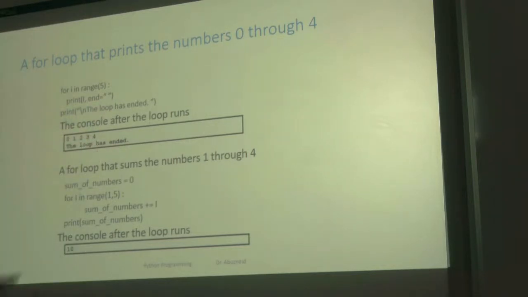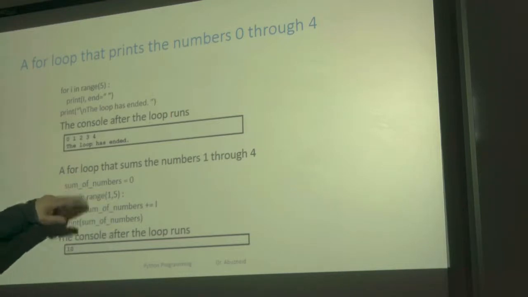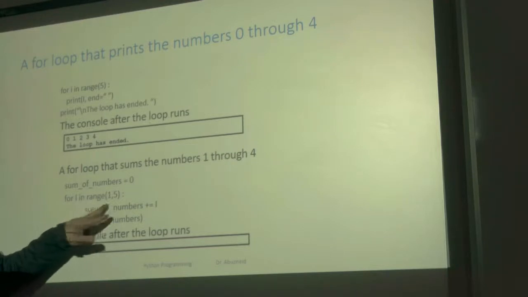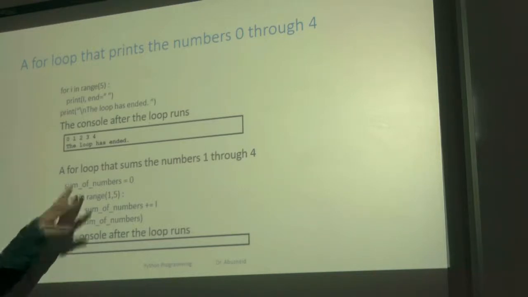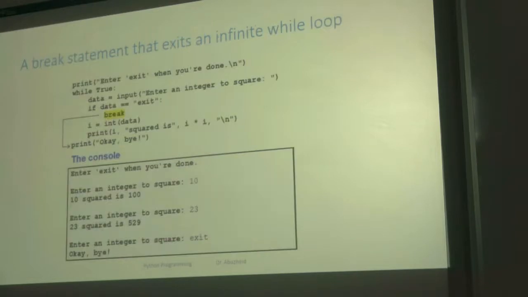Right? Look in here, the sum of the numbers, starting at 0. So I'm adding. So I in range 1 to 5. So what are the numbers there? 1, 2, 3, 4. 5 is there? No. So I'm adding 1 plus 2, 3. Plus 3, 6. Plus 4, 10. And that should be the result. Right? So again, very important to understand how.